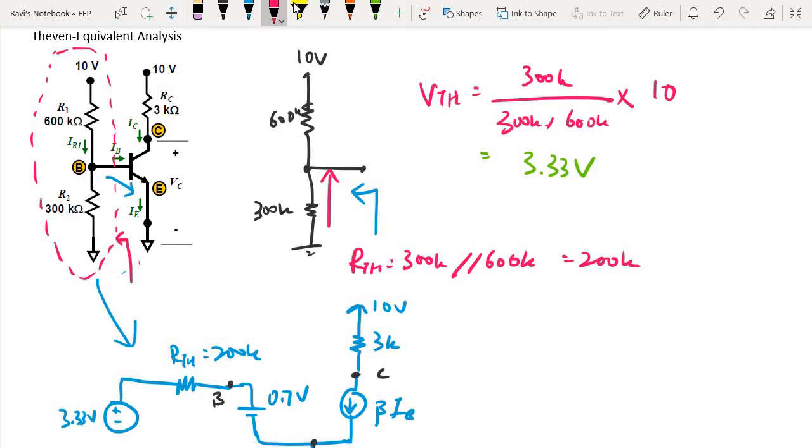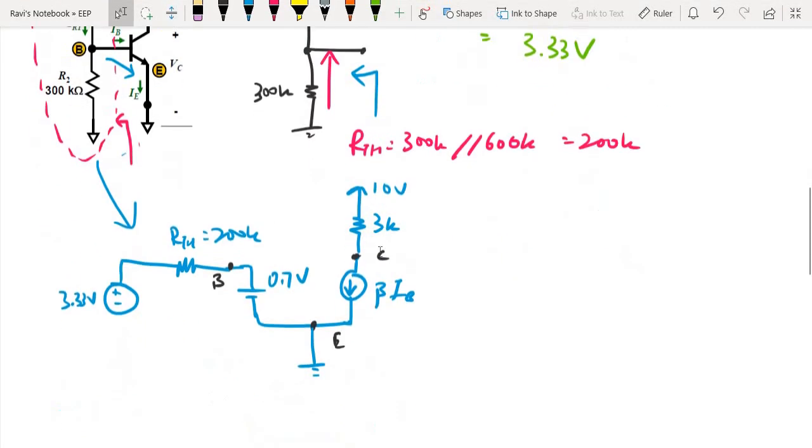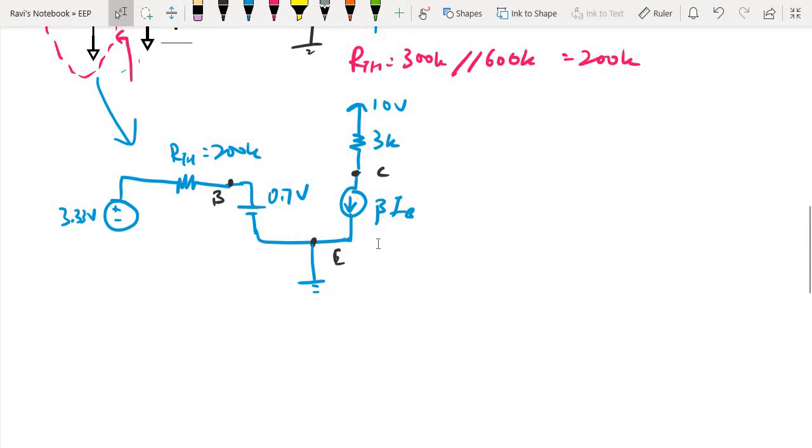At the same time, I've also converted the transistor to a representation that shows the 0.7 volts drop across the base and emitter, and the amplified current that is going to flow through the collector terminal. So now that we have this equivalent representation, we can start with our analysis. So what can we see now? Let me draw this properly. There's a ground here, and over here there is actually an input path for current to flow.